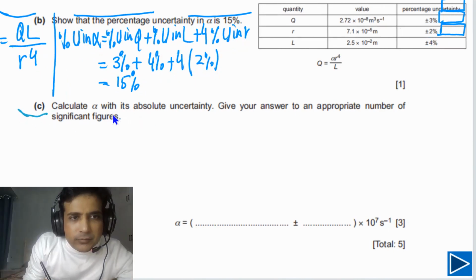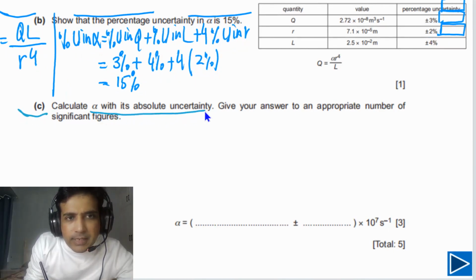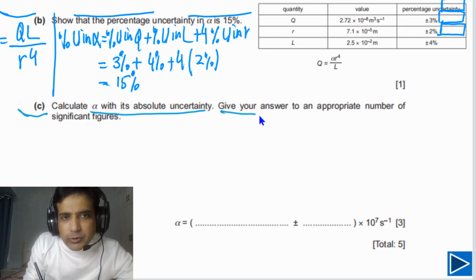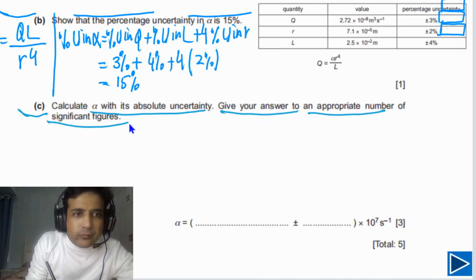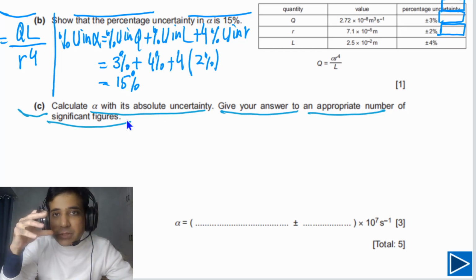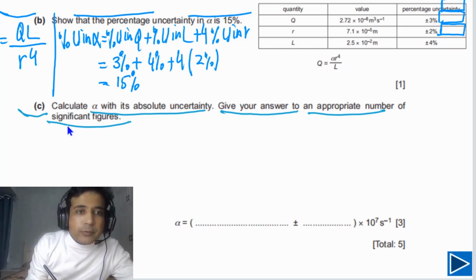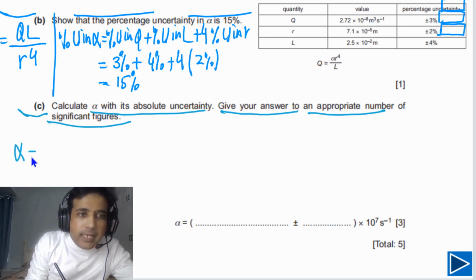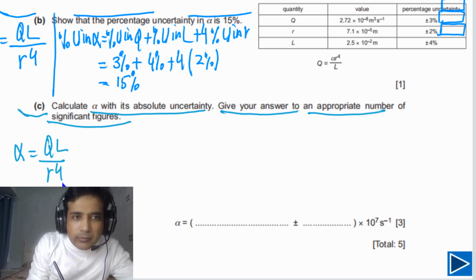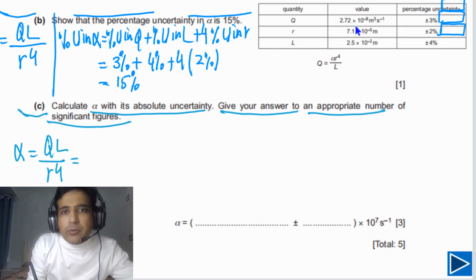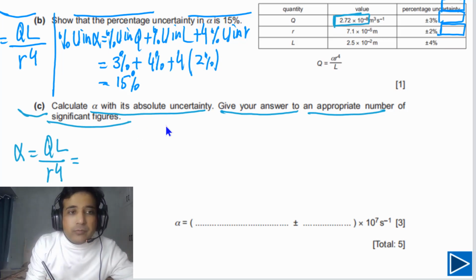For part C, we need to calculate alpha with its absolute uncertainty, and also we need to give our answer to an appropriate number of significant figures. It means we have to consider significant figures as well to write down the final answer. So first of all, let's try to calculate alpha. Alpha is equal to QL over R to the power of 4. The values of Q, L and R are given to us, and we need to plug in the values and we can calculate the value of alpha.